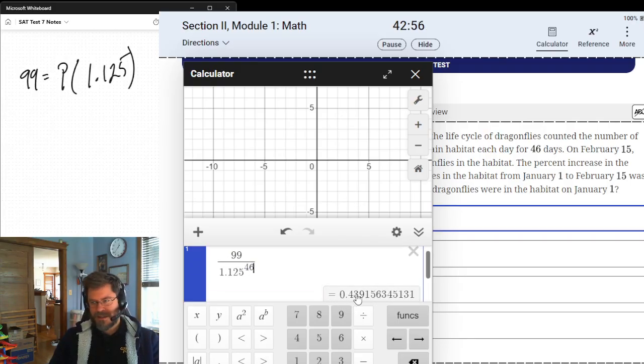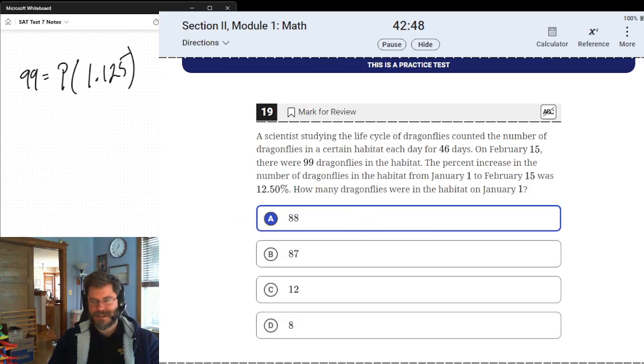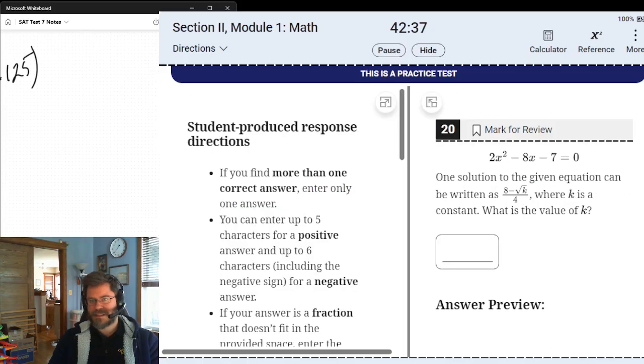Ooh, not even. Notice how we get this crazy decimal here? 0.4391 and so on. Yeah, that's not even close to an option here. So yeah, this 46 here is a total distraction. The wording there is very significant. All right, that's just a percent change.